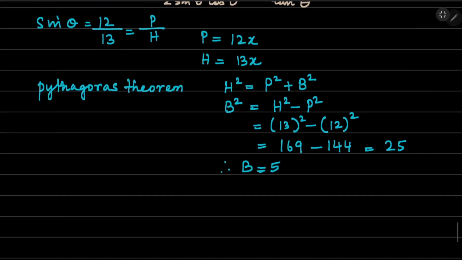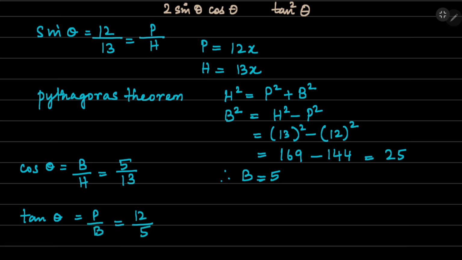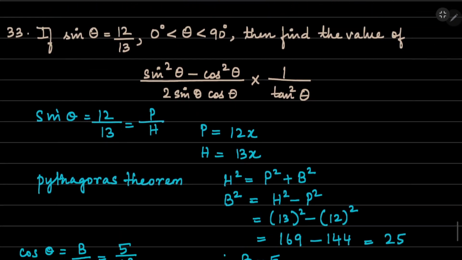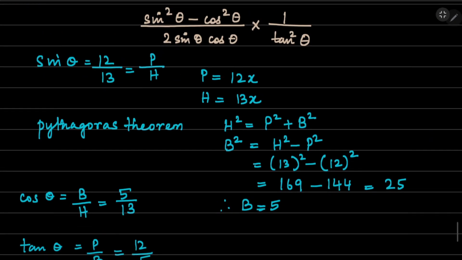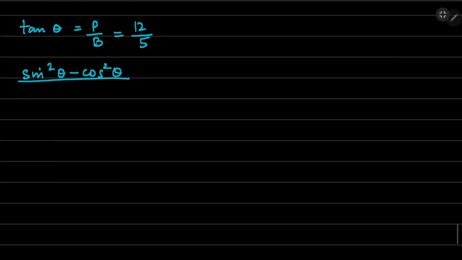You already know sin theta is equal to 12 by 13. So what is cos theta? It is base by hypotenuse. Base is 5, hypotenuse is 13. What is tan theta? It is perpendicular by base, p by b. What is p? 12. What is b? 5. Now just substitute and find the value. So what you have to find is sine square theta minus cos square theta, whole divided by 2 sine theta cos theta.